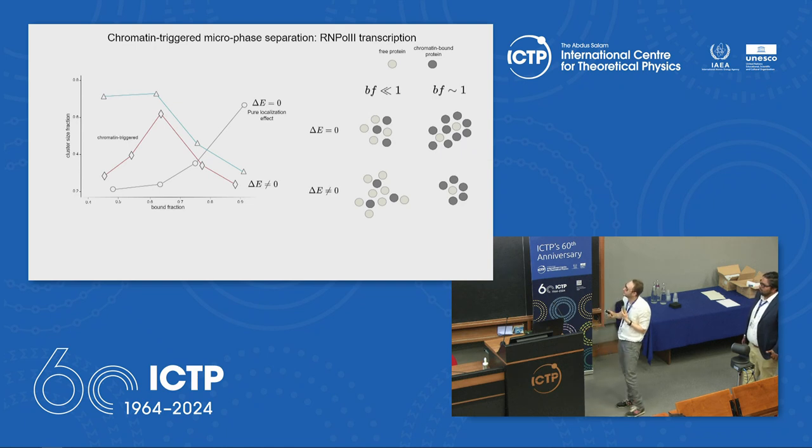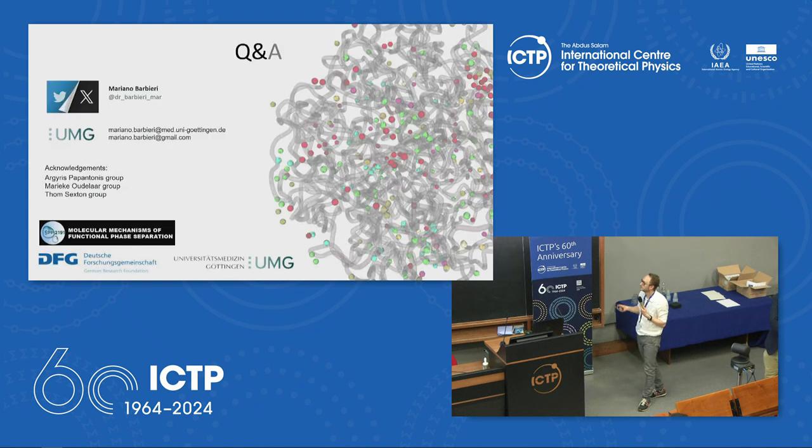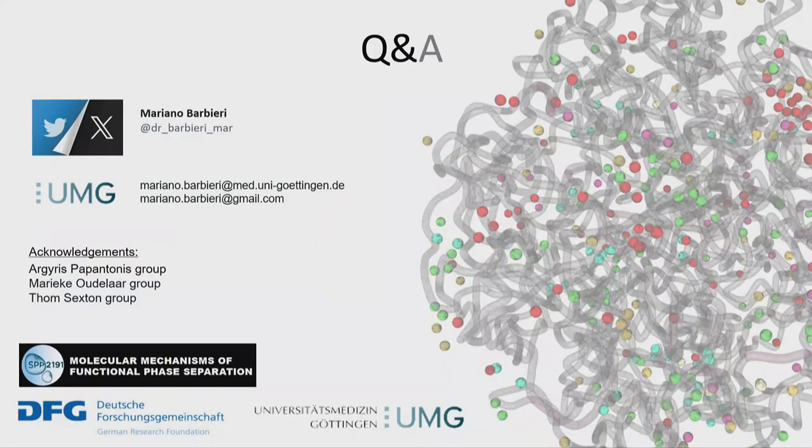We believe, though, that the bound fraction of protein is an important parameter, and that chromatin also has an important role in protein phase separation in the nucleus. Thank you. I want to thank all these collaborators, all the biologists that work with me, Akis Pamantonis, Marike, and Tom, and thank you very much.